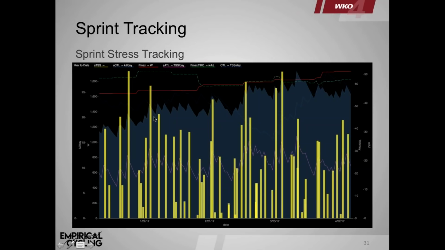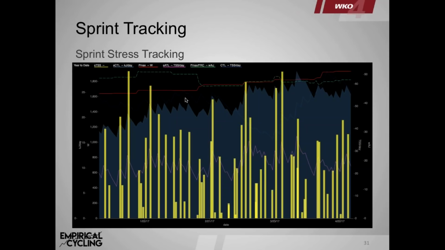What I find is that Sprint CTL actually tracks really well with Pmax, and I looked at this over a variety of athletes and disciplines to make sure that it was kind of a robust chart. And anytime I'm tracking somebody's Pmax, I use this chart.